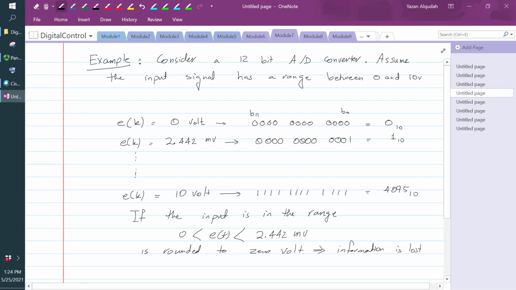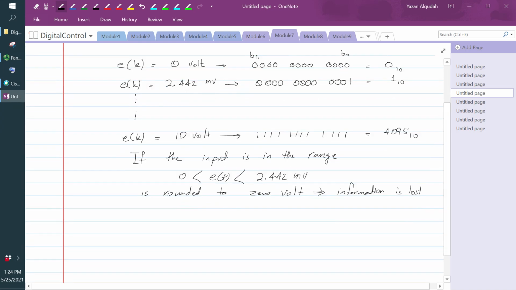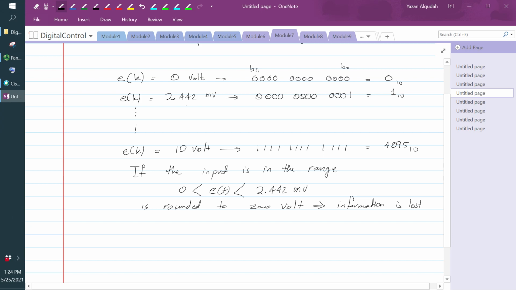And again, this approximation is what we refer to as quantization. Why is this information lost? Because when I look at the output of this analog to digital converter and it tells me it is a 0, there's no way for me to know whether the input was a 0 or if it was 1 millivolt, because 1 millivolt will also be assigned a value of 0.